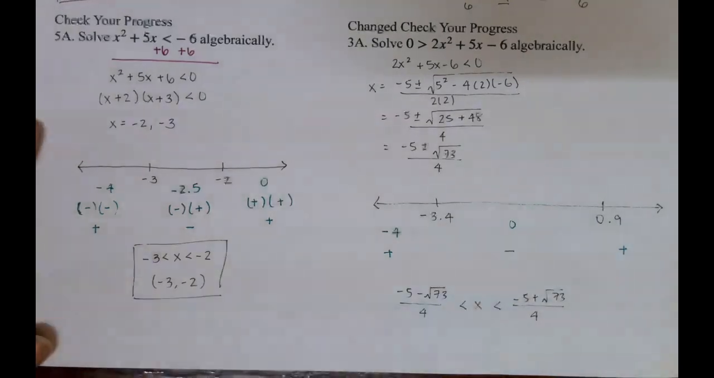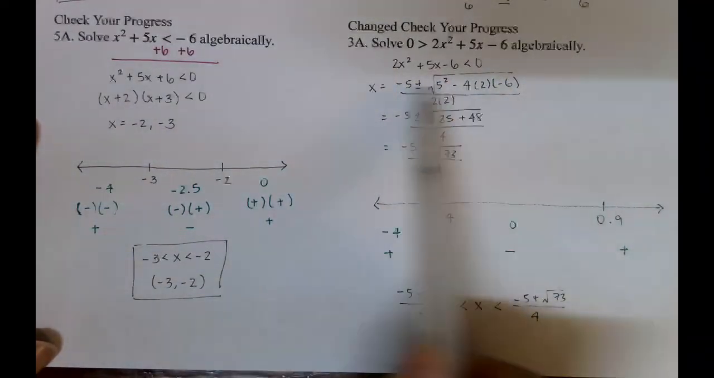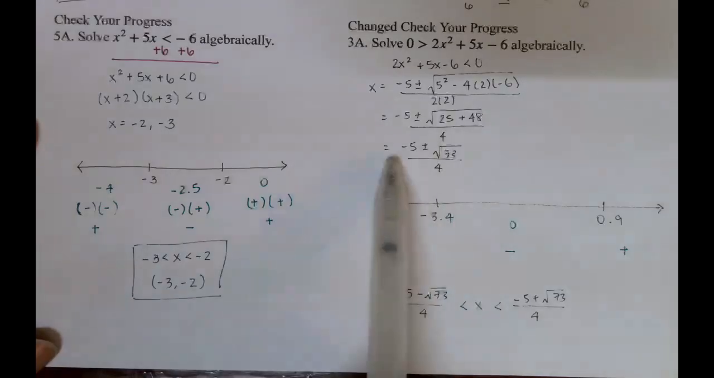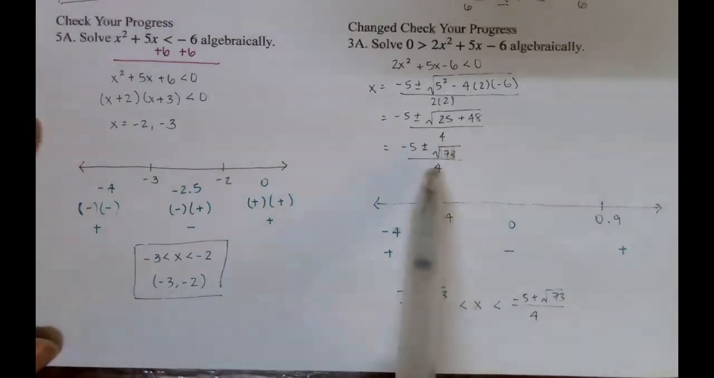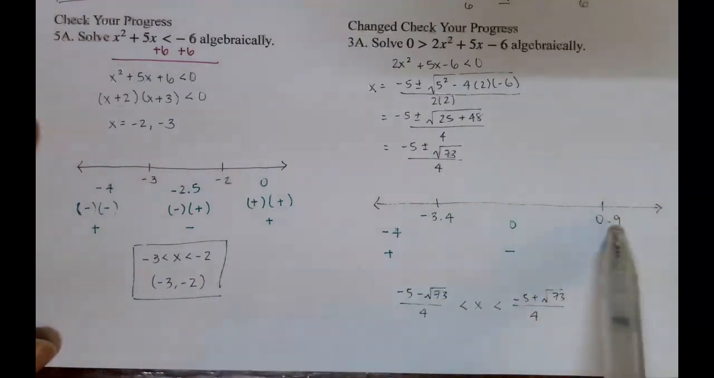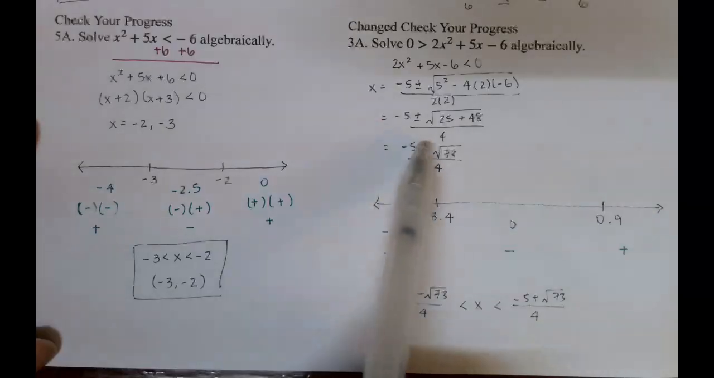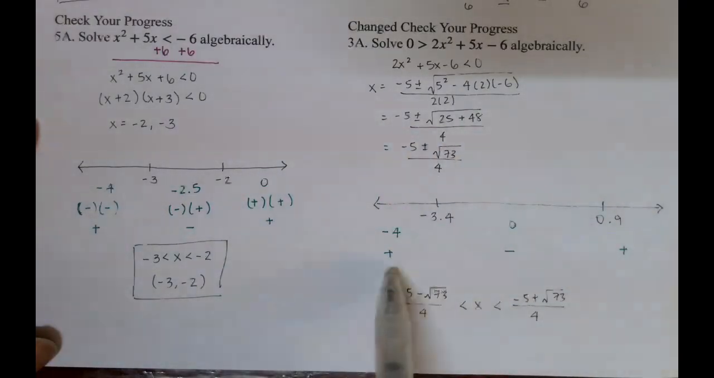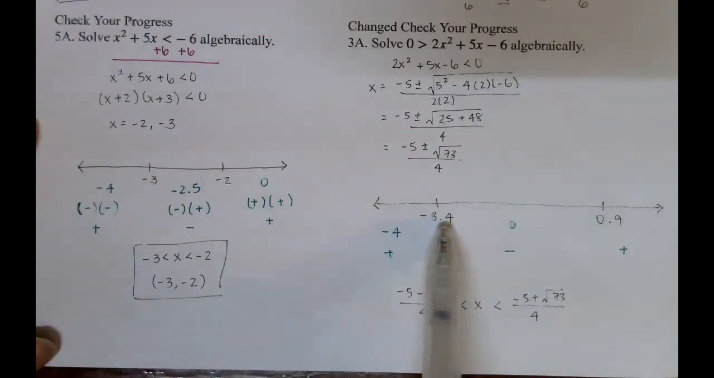For 3A, this one wasn't factorable, so I solved by doing the quadratic formula, and that gave me negative 5 plus square root of 73 over 4. That's approximately 0.9. And then I did negative 5 minus square root of 73 over 4. That's approximately negative 3.4.